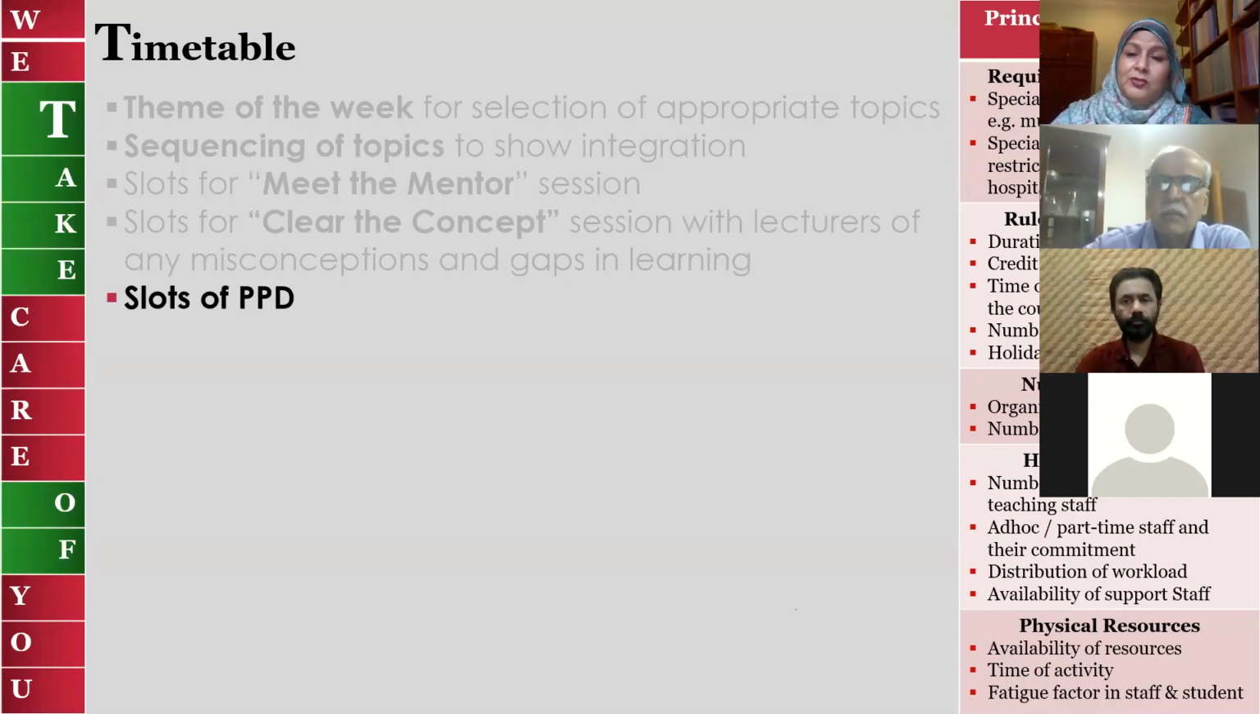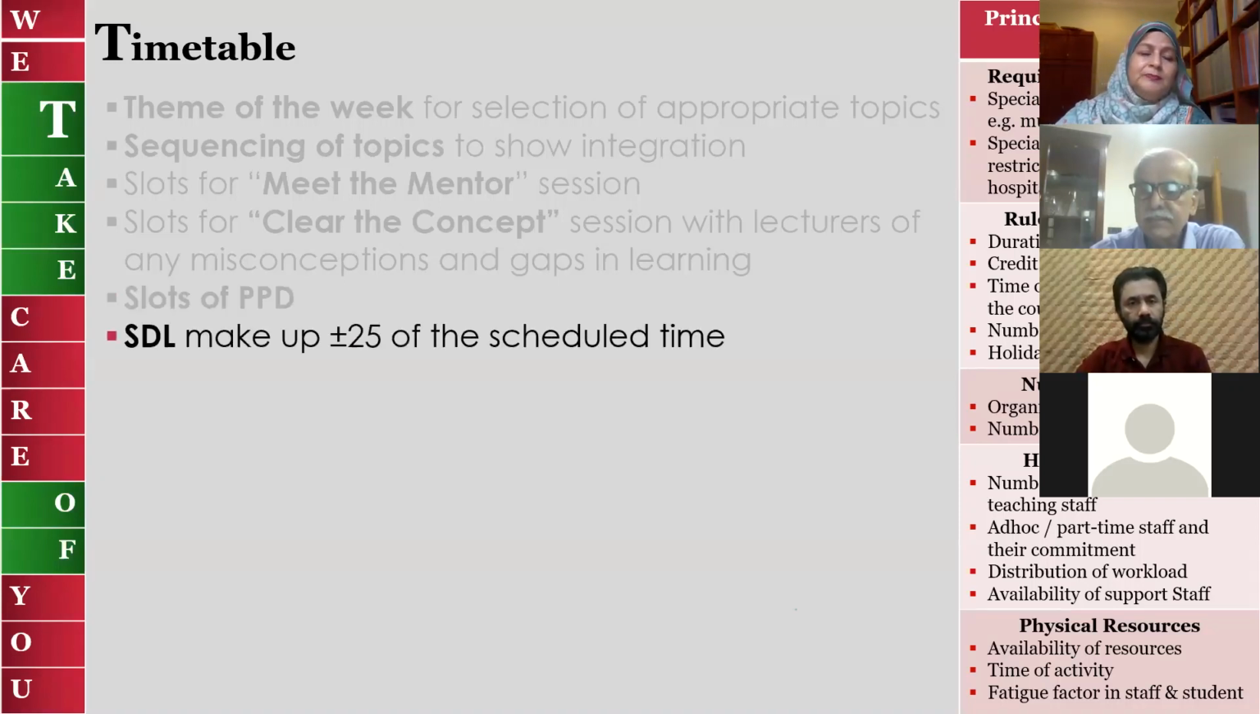Slots for PPD are also in the guidebooks. Are the PPD activities taking place during the working hours? In some universities it does. In other universities, their PPD time is after the working hours. So we have to make sure that the PPD is taken care of.